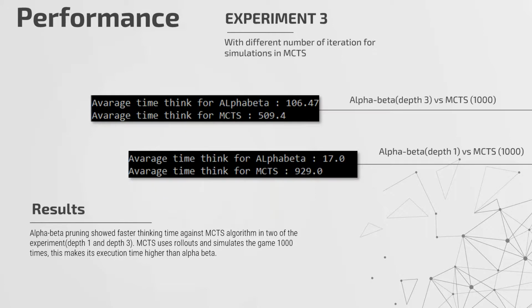The third experiment is for comparing these two algorithms in terms of their execution time. The experiment is carried out at depth 1 and 3 for alpha beta, and I kept the number of iterations for the simulation the same at 1000, because 1000 gives more success rates for the Monte Carlo search algorithm. Alpha beta pruning showed faster thinking time against the Monte Carlo search algorithm in 2 of the experiments, as you can see.